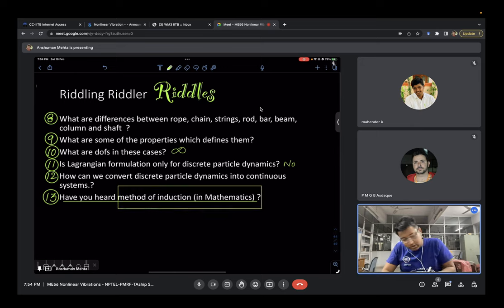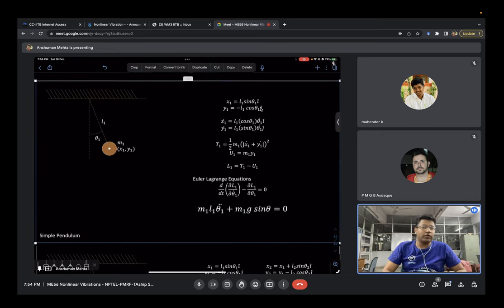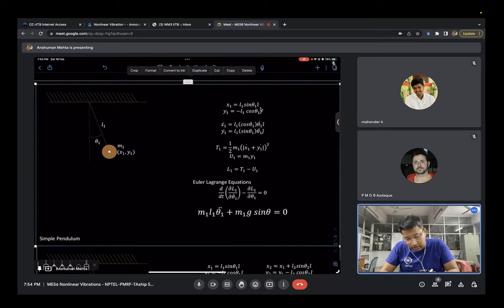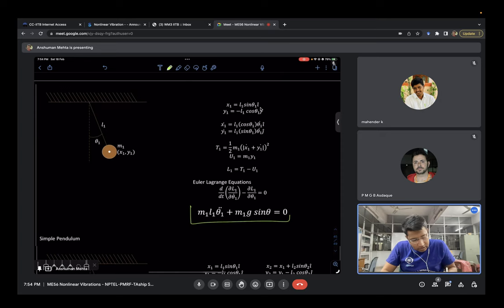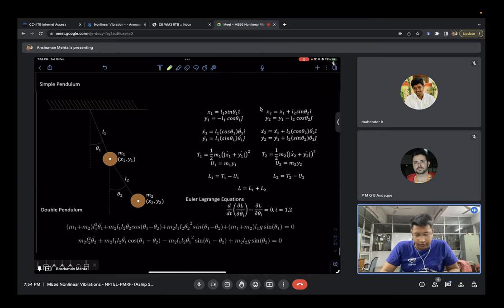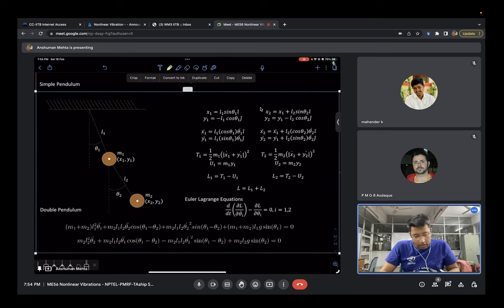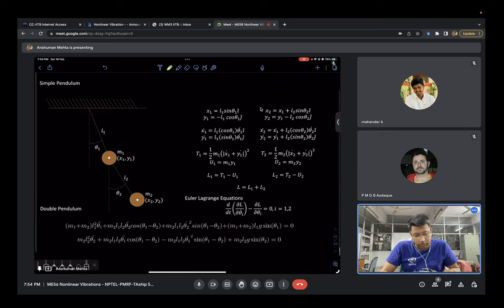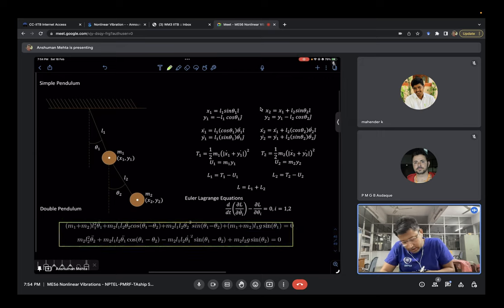Okay, so let's see what it is. First of all, we will look at the case where there is a single degree of freedom and we found the equation of motion. We have already discussed this, I think, twice. Now what happened, we have added one more pendulum to it. Interesting. Now you can see the calculation has increased twice, but we can finally end with a nonlinear equation of motion.